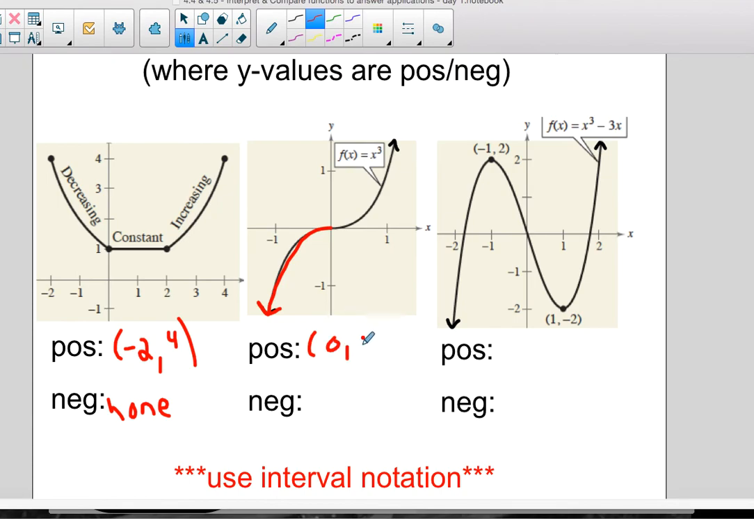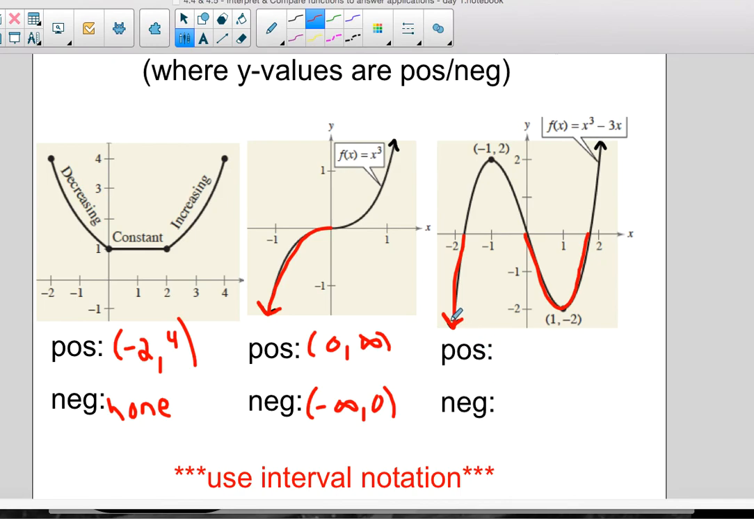And then negative position is what I highlighted in red. So I'm not going to say 0 to negative infinity. I'm just going to say from negative infinity to 0 because you want to start with the smaller. And then here, well, this is going to be negative. Anything below the x-axis is negative. So these are all my negatives, and everything else is positive, right? And that's all you need to separate it.